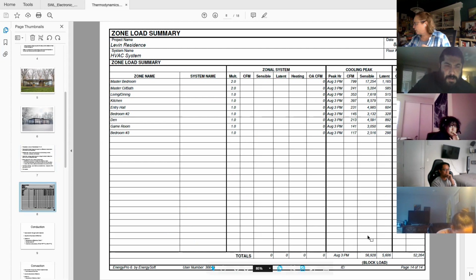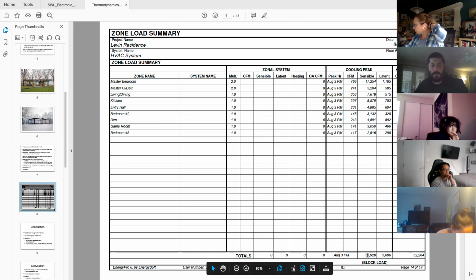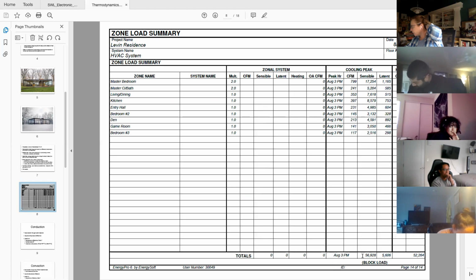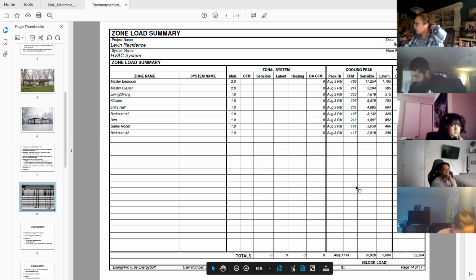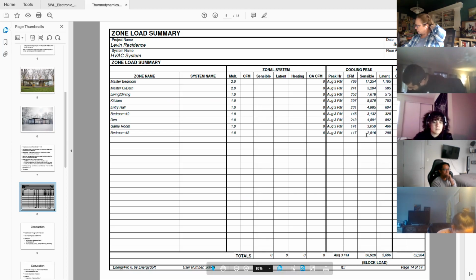Is that the unit for those? It should be, yes. They should be. And it's just BTUs, or is it BTUs per hour? I don't really remember. And I don't know why it doesn't say.